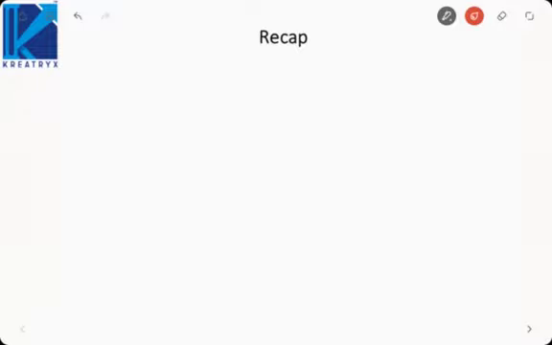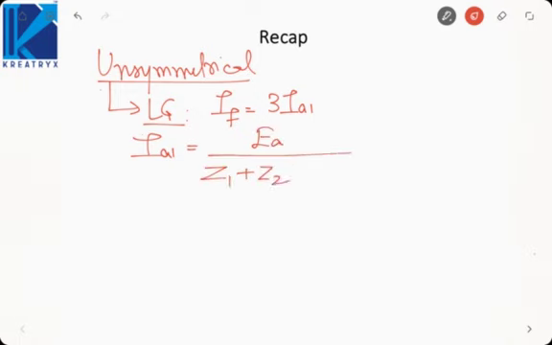Hi guys, in the last lecture we saw the case of unsymmetrical faults. The first fault that we saw was the LG fault. In this fault, all the sequence networks were connected in series and we saw that the fault current was equal to 3 times IA1, where IA1 was equal to EA by Z1 plus Z2 plus Z0 plus 3Zn plus 3ZF.